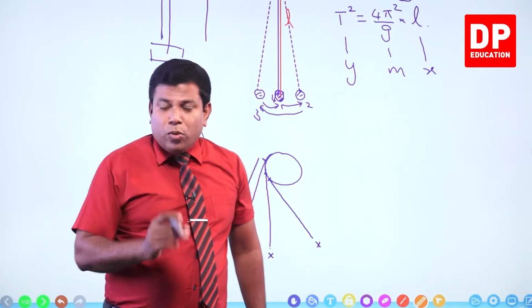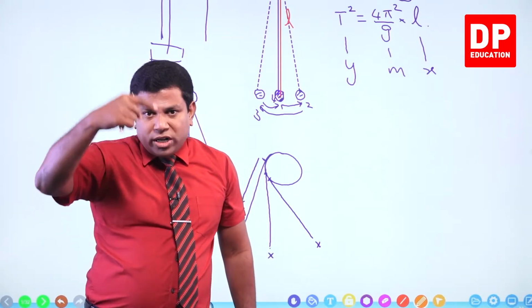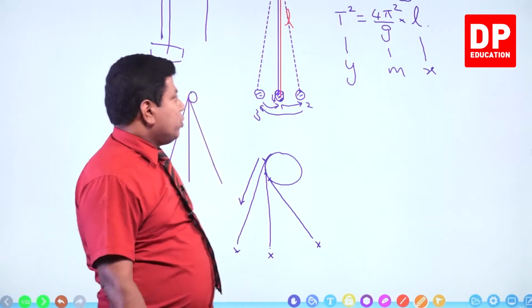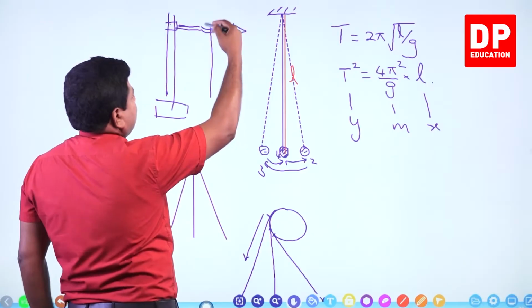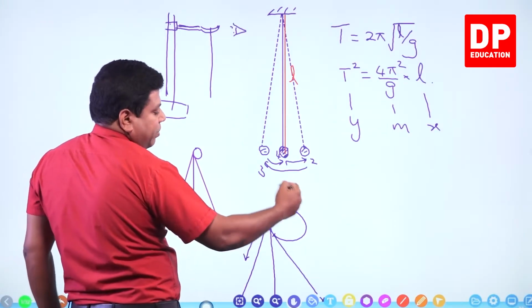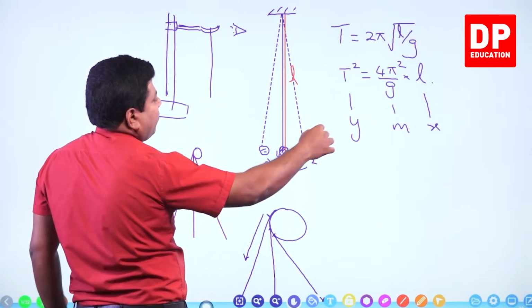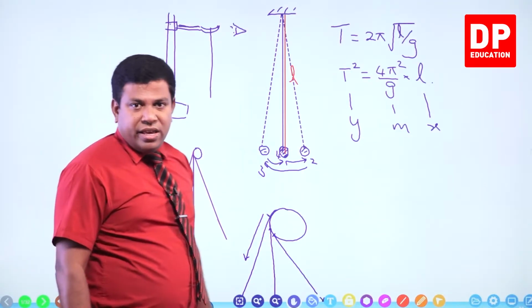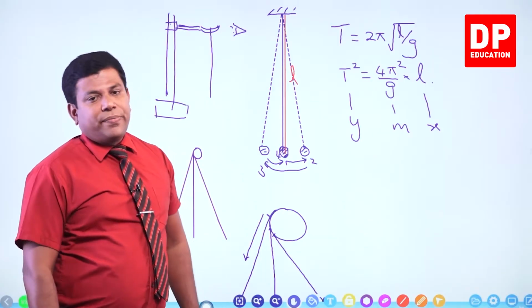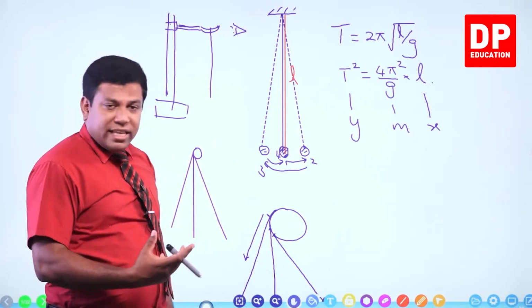So, it is not appropriate to rotate that or to coil that string like this. Then this error will happen. That means, according to the position of oscillation, the length that oscillates will differ, which should not be the case. So, how do we avoid that?